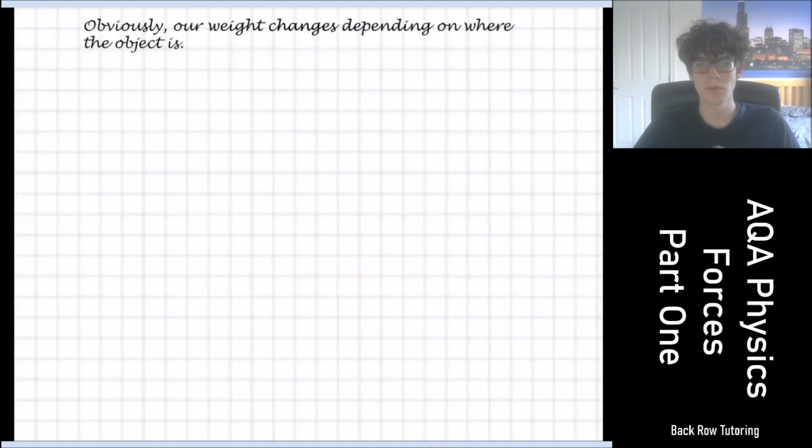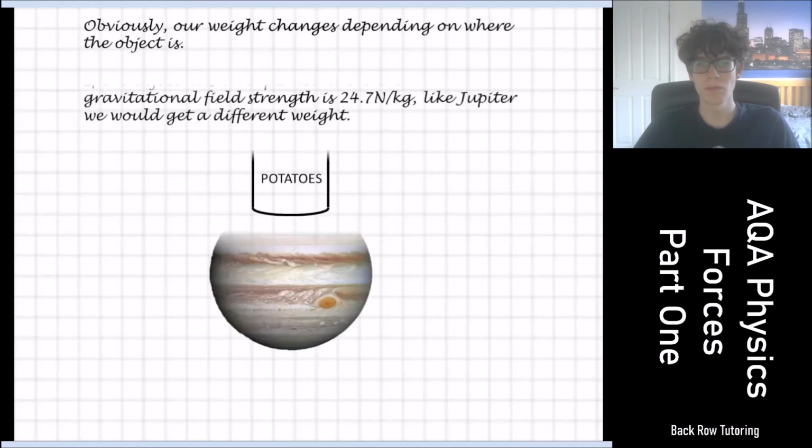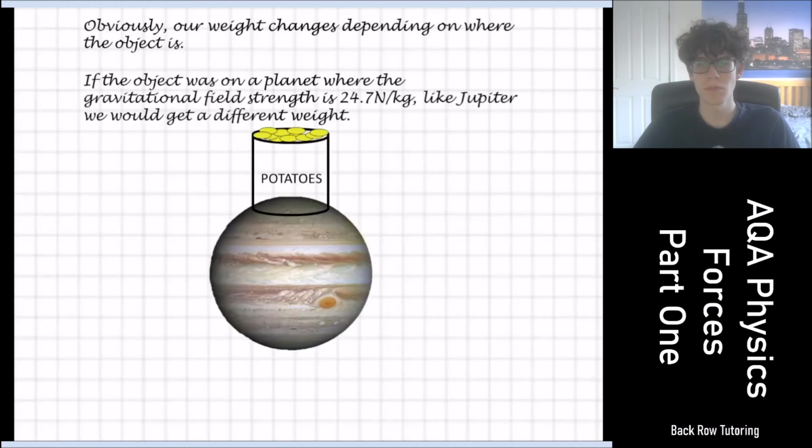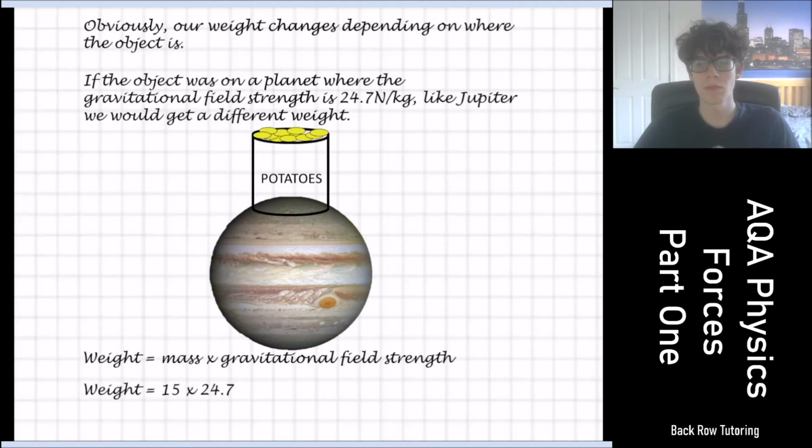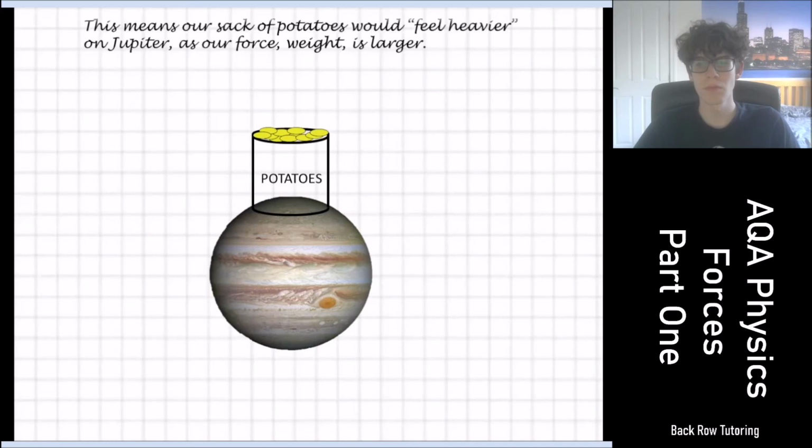Obviously, our weight changes depending on where the object is. If the object was on a planet where the gravitational field strength is 24.7 newtons per kilogram, like Jupiter, we would get a different weight. Weight is the mass times the gravitational field strength. So the weight on Jupiter would be 370.5 newtons. This means our sack of potatoes would feel heavier on Jupiter, as our force, weight, is larger.